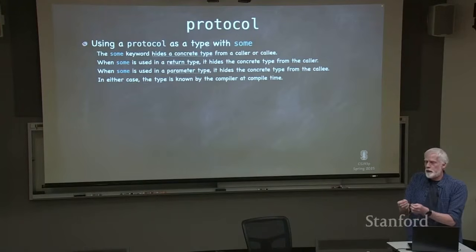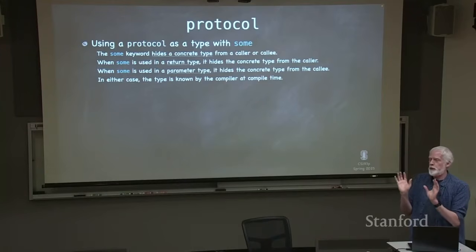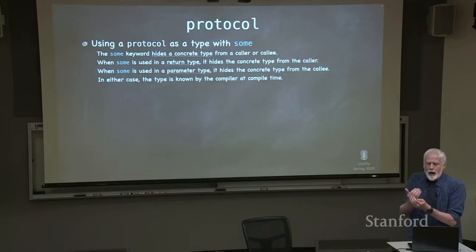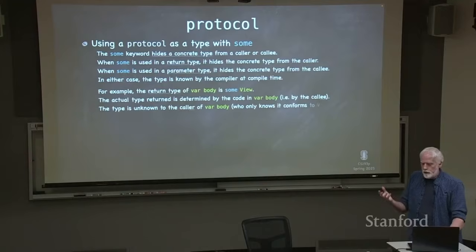The func that's receiving this some View doesn't know what kind of view it is, it just knows that it's some View. So inside that func, I can only use View protocol things, which means I can only use var body and all the things added with extensions. That's all I can use, because I don't know what it is, you see? So some is used to hide things from one side or the other. The var body one I talked about, I think that's obvious to you. That's the hiding that's happening.